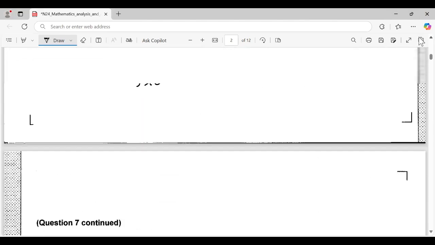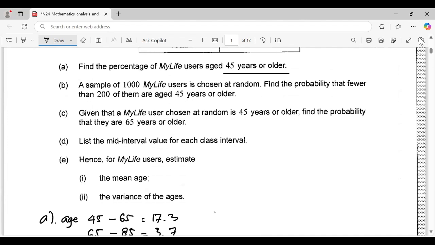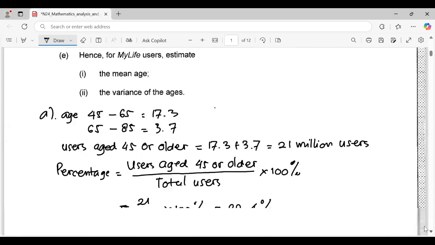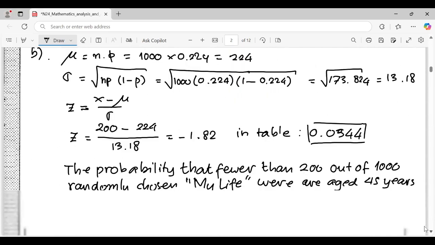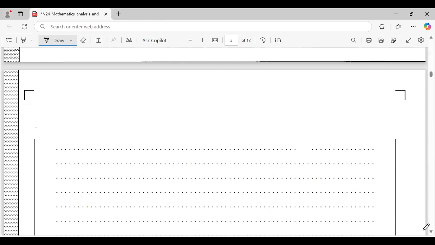Part C. Given that a My Life user chosen at random is 45 years or older, find the probability that they are 65 years or older. Right, part C.